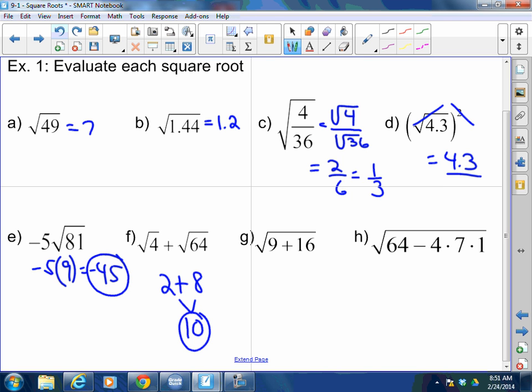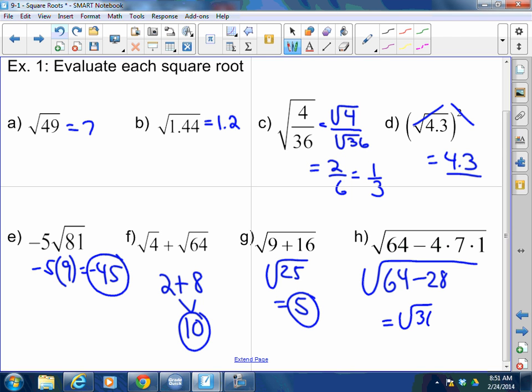Square root of 9 plus 16. It's inside of the radical. So you can add these. This is going to be a square root of 25, which equals 5. Now, square root of 64 minus 4 times 7 times 1. Please remember the order of operations. This is square root of 64 minus 28, which would be 36, right? Square root of 36, which equals 6.